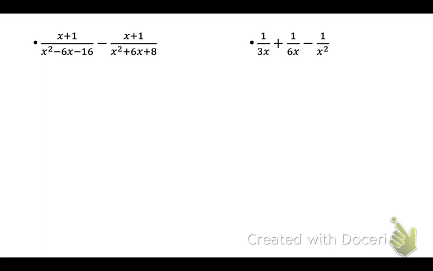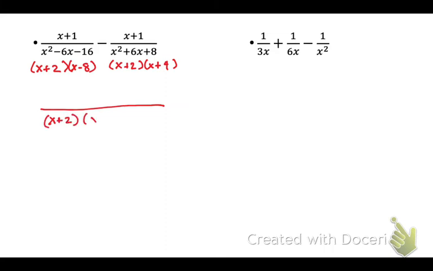Okay, so on the left, what'd you factor it to? X plus 2 and x minus 8. Okay. And on the right? X plus 2 and x plus 4. Okay, do they have anything in common? X plus 2. Okay, so my denominator is going to be x plus 2. That's what's shared, right? And the other two are x minus 8 and x plus 4.